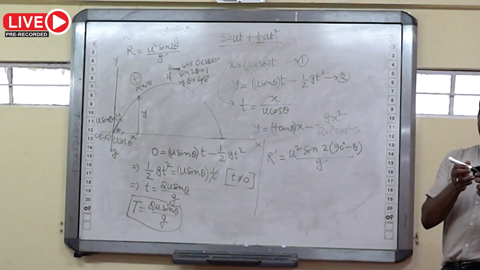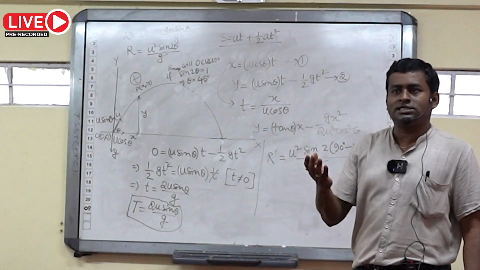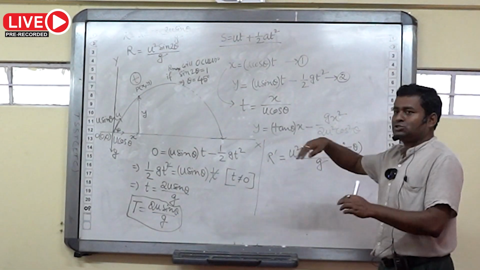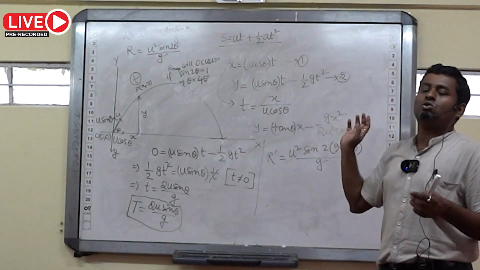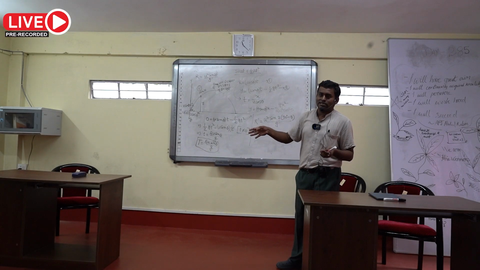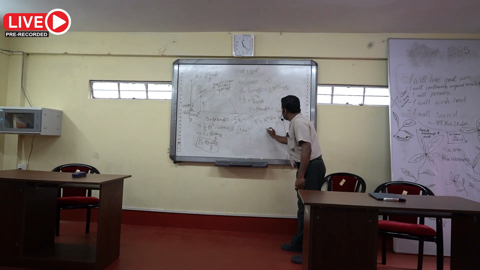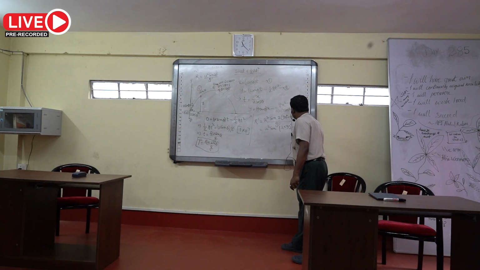Previously one stone is thrown at 30, another at 60. 60 means 90 minus 30. So I consider one is thrown at an angle theta and derive that formula. Then I calculate if a stone is thrown at an angle 90 minus theta. Then it will become u square sine 2 into 90 minus 2 theta, divided by g.